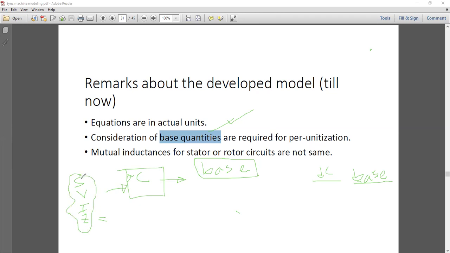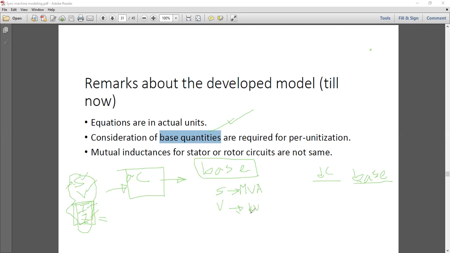While defining the base, you have to start with any two out of these four. You can either define S and V and calculate the required bases for I and Z and continue with the per unit conversion, or take S and I, or S and Z. If you take any two of these four, the other two can be calculated automatically. So for this system, let's say we take base S as the MVA base for the synchronous machine, and V as either kV, MV, or V.